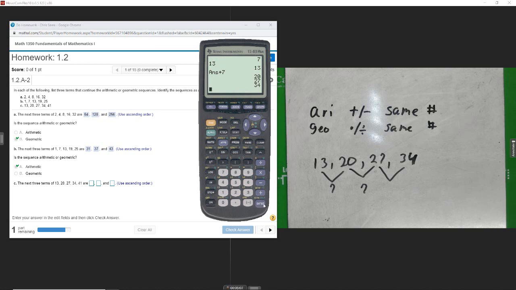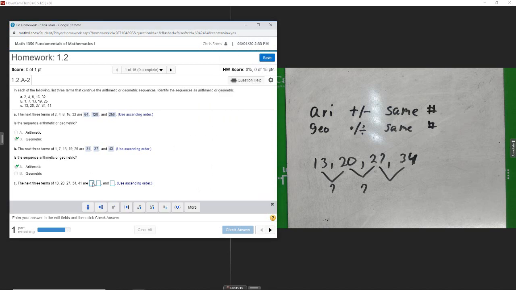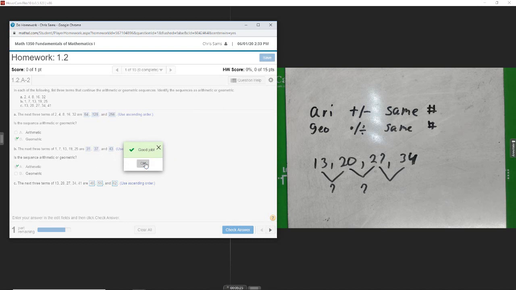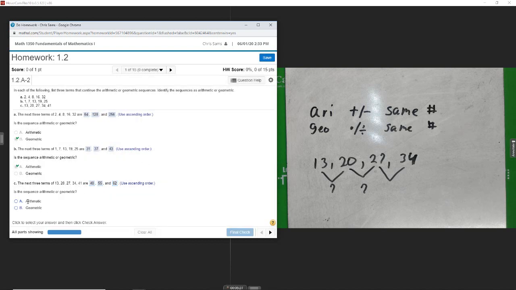So we're at 34. I want the next 3 numbers. Well, we stop at 41 actually. So I want the next 3 numbers. I'm going to hit enter 3 times. Enter, enter, enter. So I get 48, 55, 62. And because we're adding every time, that will be arithmetic.